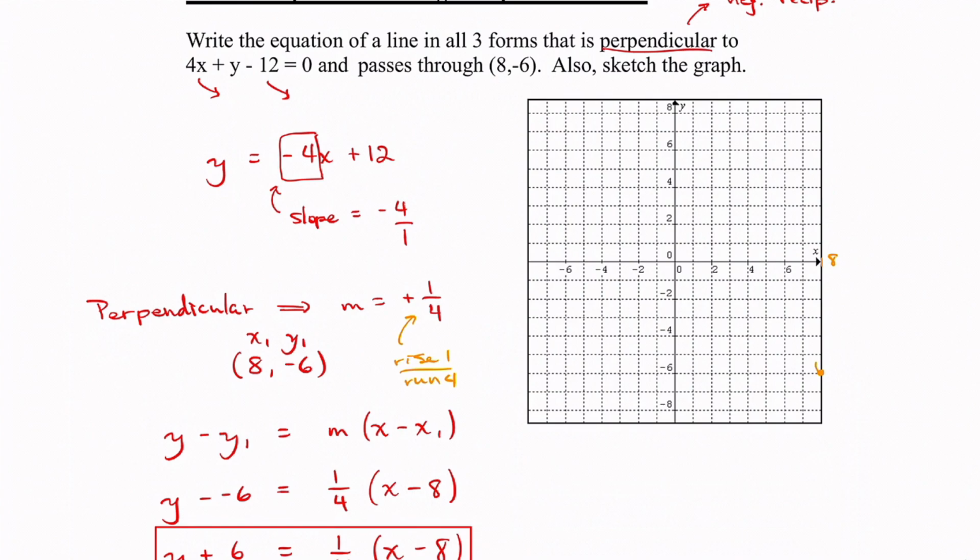Now if I rise 1 and then run over 4, I'm going to be off my graph. So what you can do, instead of going kind of off the graph like that, you can do the exact opposite and fall 1 and then run over to the left 4. And then we'll get a point over here, and that point will be on our graph. And now once we've got that point, now we can draw our line.